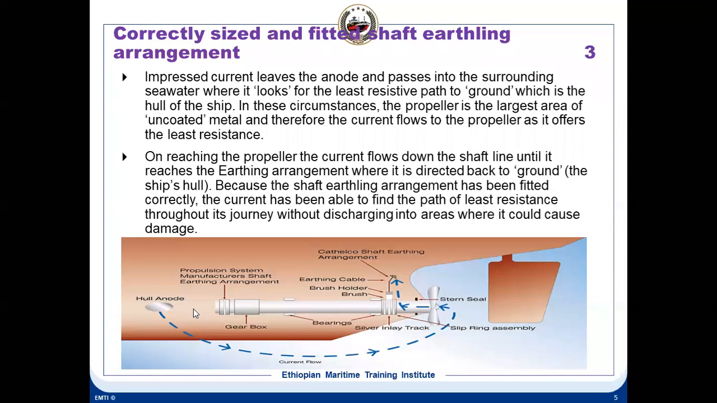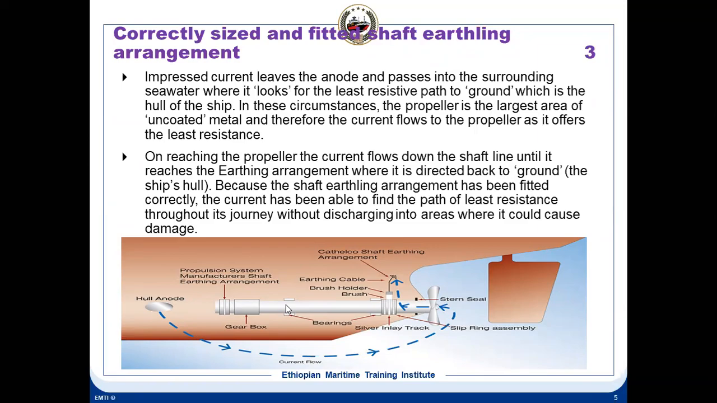This is in case of electrical propulsion ships. There's a possibility that through the motor shaft, because the motor is going to be here, then the gearbox, then the shaft, this current also can flow this way to the shaft. The stray current can come onto the shaft.